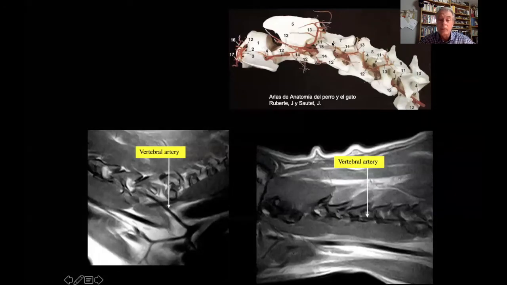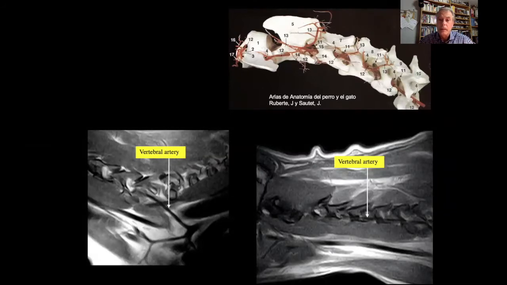Hi and welcome to Spinal Cord Part 2. In here we will begin by talking about the arterial supply of the spinal cord. First, the cervical spinal cord.